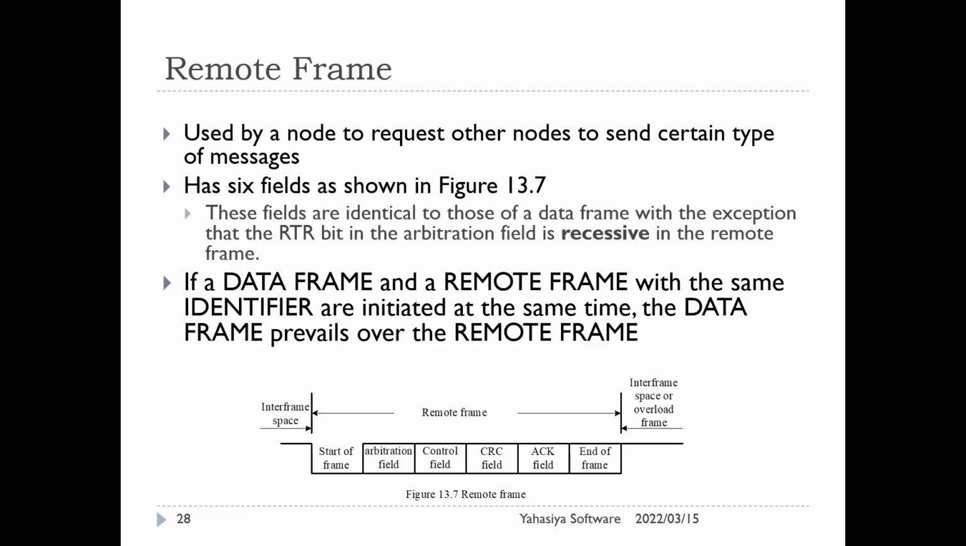One packet is a data packet, another one is a remote packet. When we have a remote frame as well as a data frame for a particular message, the data frame will win the bus. The reason is the RTR bit. The remote frame has the RTR bit as 1, while the data frame has the same bit as 0. So always 0 will dominate the bus. Because of that, the data frame will win. Is it clear? The structure of remote frame is clear. Do you have any doubt in remote frame?